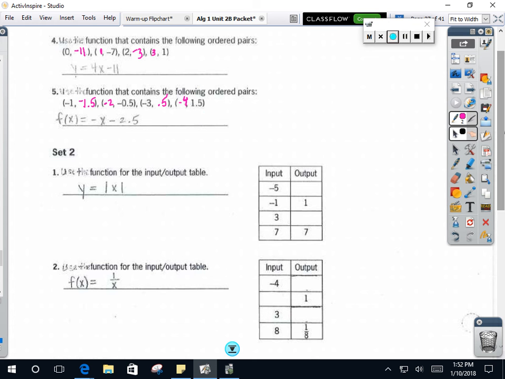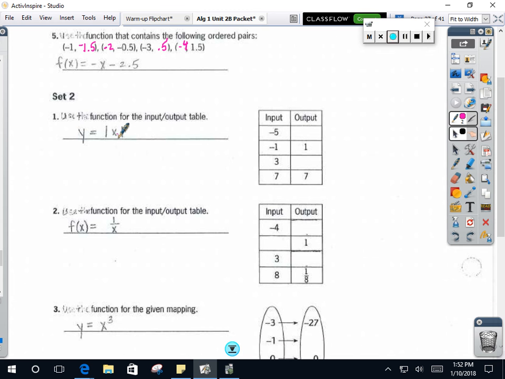Okay, set 2 is the absolute value of x. So if you take this -5, which is in the input column, all of those numbers are x values. So if you replace the x with a -5, what is the absolute value of -5? +5, right. Then you could take the 3. What is the absolute value of 3? No, absolute value is always positive. So if it's already positive, it stays.